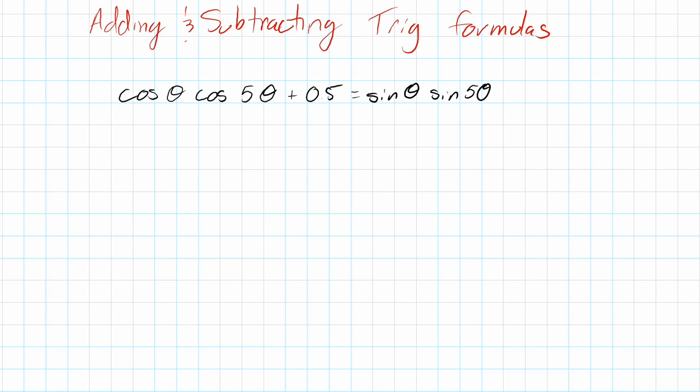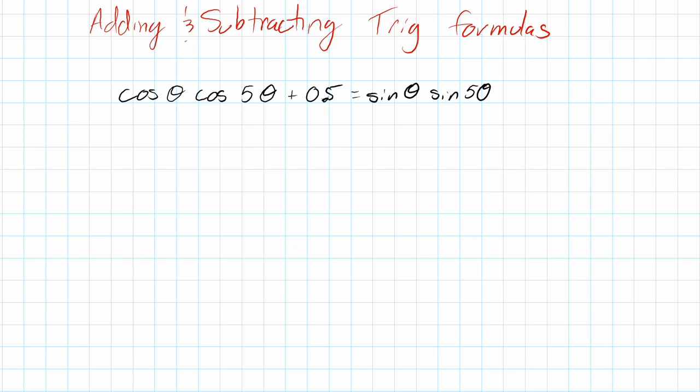Okay, we're going to look at adding and subtracting trig formulas. So we have a trig equation here: cos theta times cos 5 theta plus 0.5 is equal to sine theta times sine 5 theta. Okay, so this is confusing.